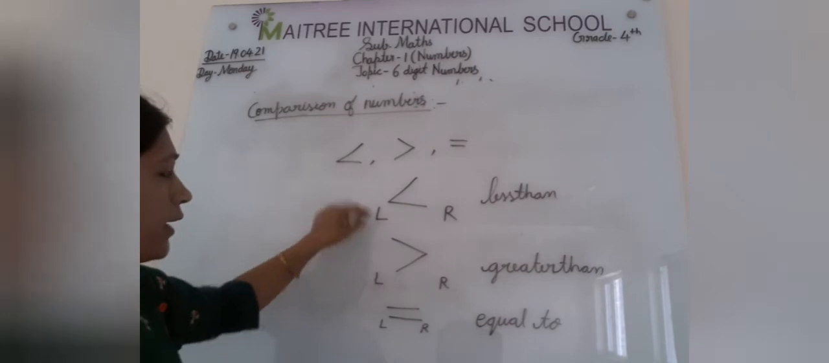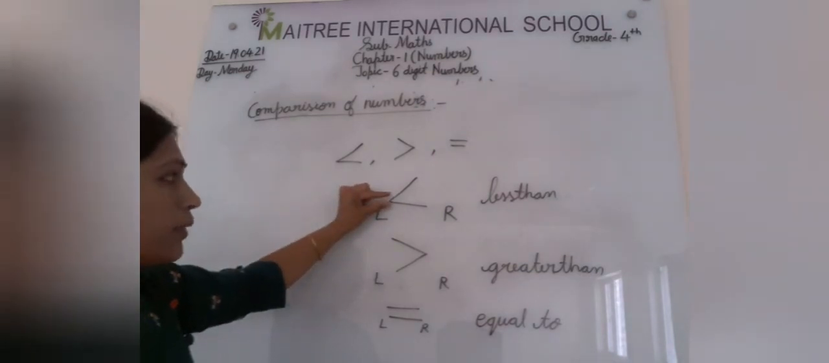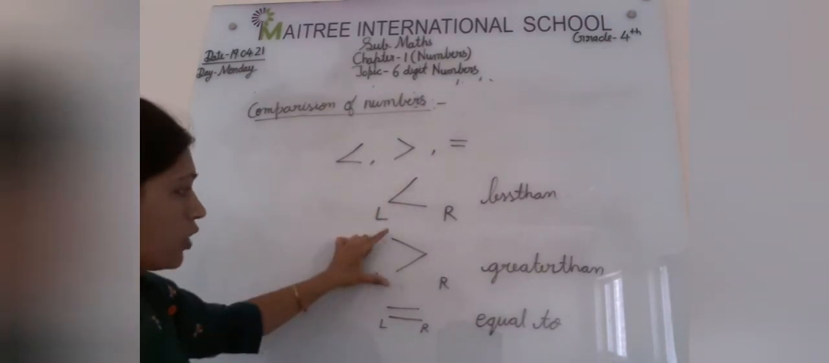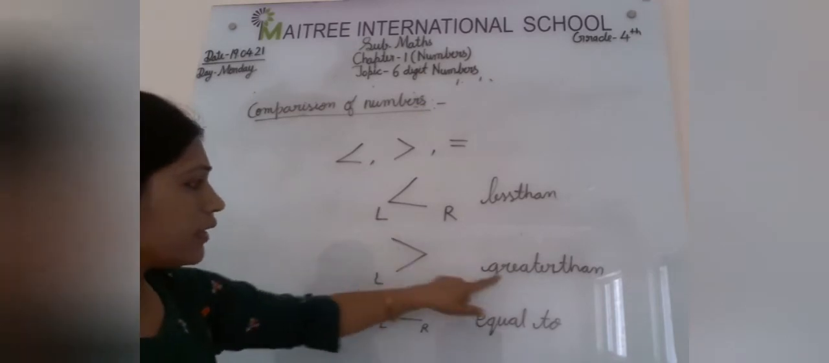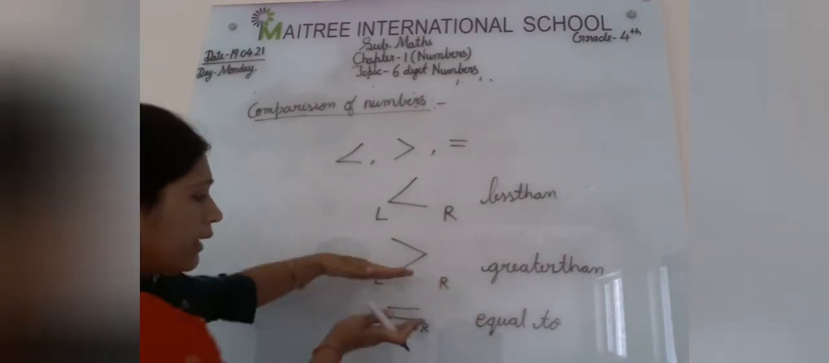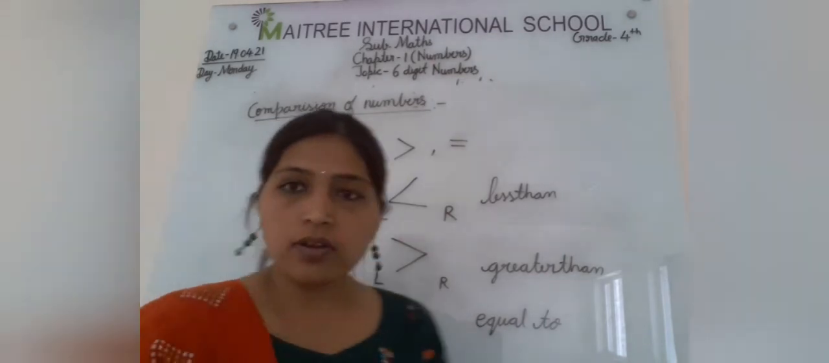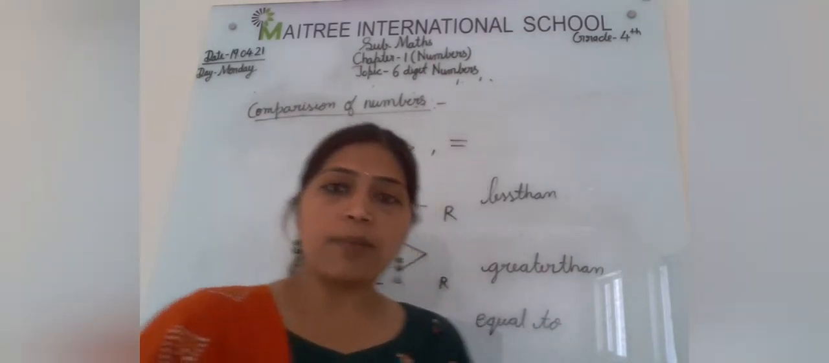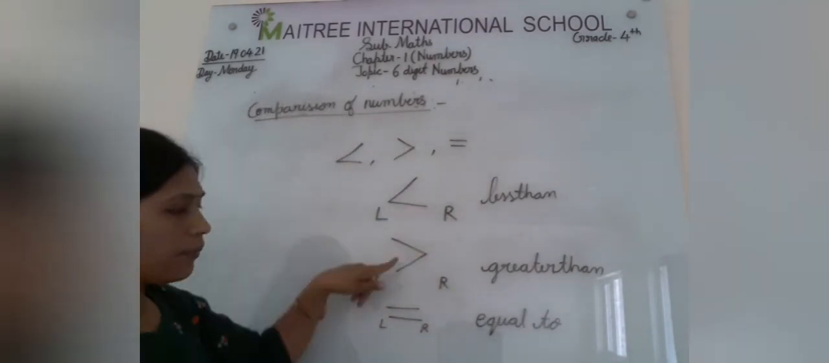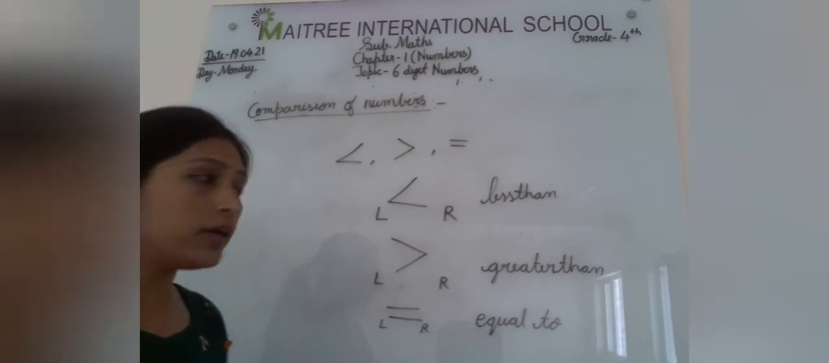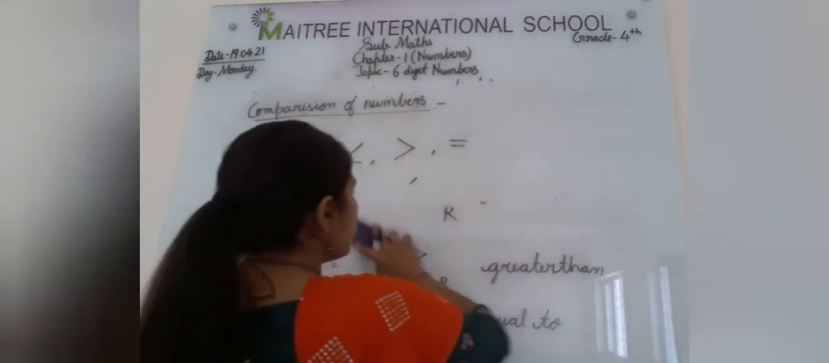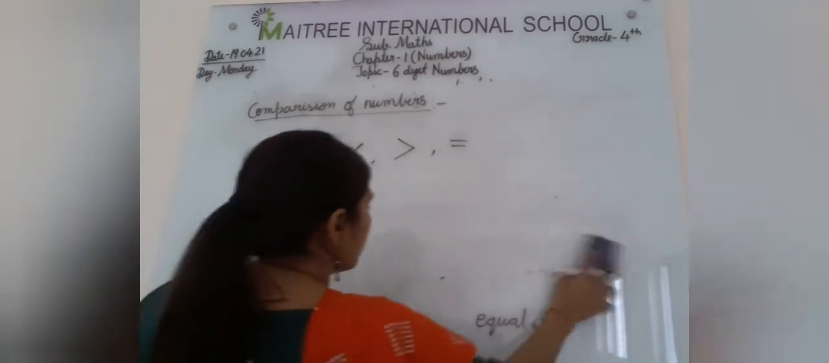Always read the symbol from left to right. This is the left side. If the left side mouth is closing, it is a less than. If the mouth is opening on the left side, it is greater than. And these two parallel lines are the equal to sign. Okay. So now let's see how we will compare the numbers. We will use three symbols to compare numbers: less than, greater than and equal to.